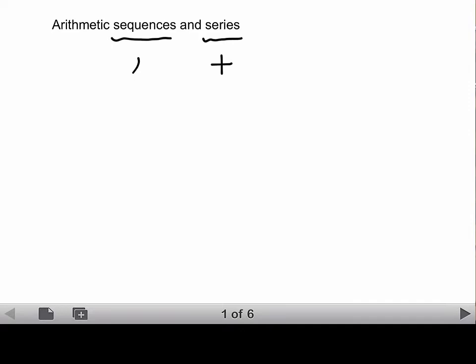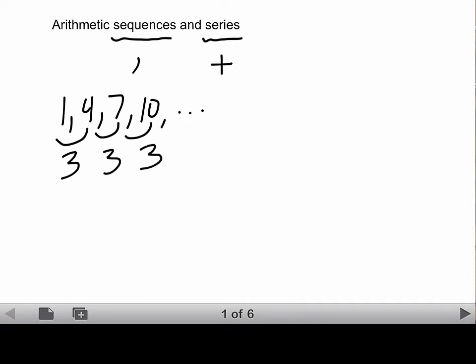An example of an arithmetic sequence is 1, 4, 7, 10, ... I bet you can tell what's coming next. How would you figure out what's coming next? Well, you look at a pattern, right? You say, well, look, 4 and 1 have a difference of 3. 7 and 4 have a difference of 3. 10 and 7 have a difference of 3. My money's on the next term also having a difference of 3. So I'd say the next term is probably going to be 13.